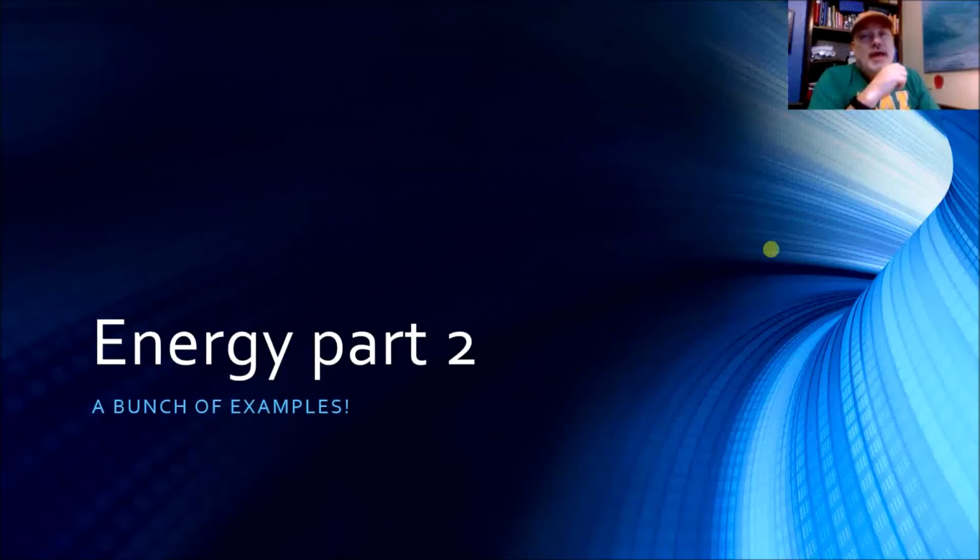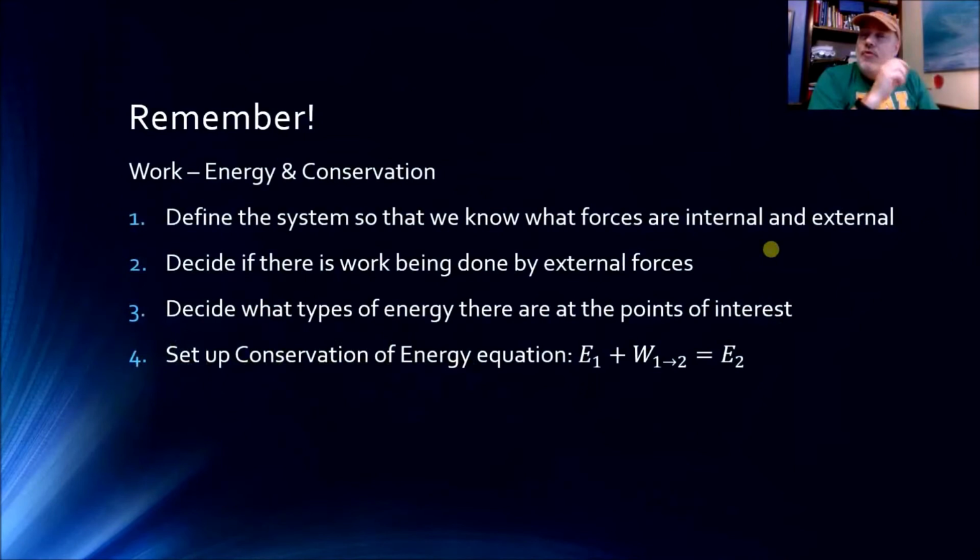All right, let's wrap up energy by solving a whole mess of examples. Now, before we begin, remember a couple of things. You need to define your system because your system will determine what types of energy you have. Remember, an object by itself only has kinetic energy, and an object that you include the Earth with can have potential energy, and an object that you include a spring with can have spring potential energy. Otherwise, gravity and springs are external forces that will do work.